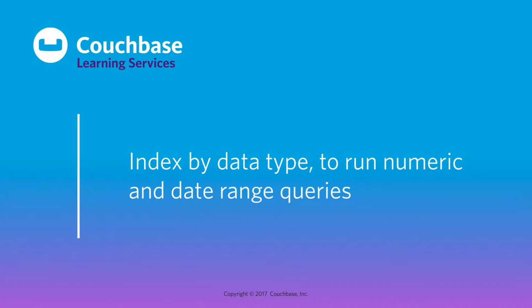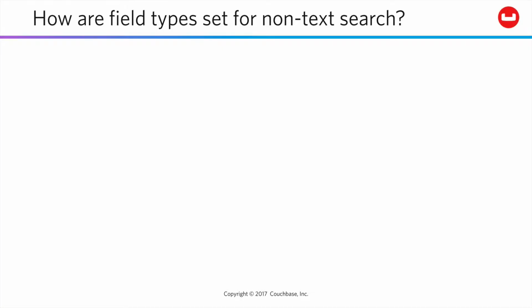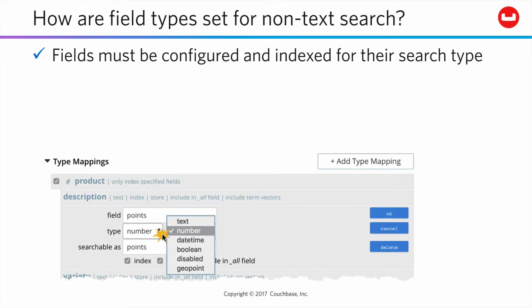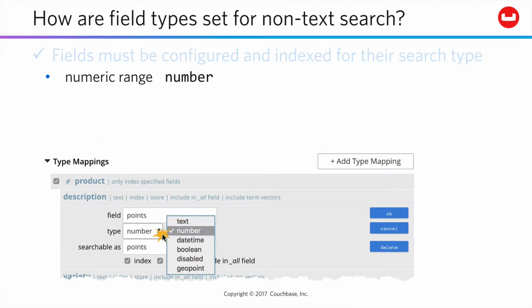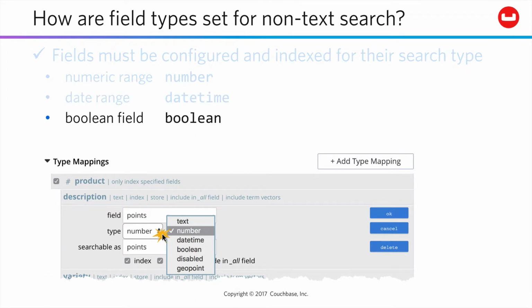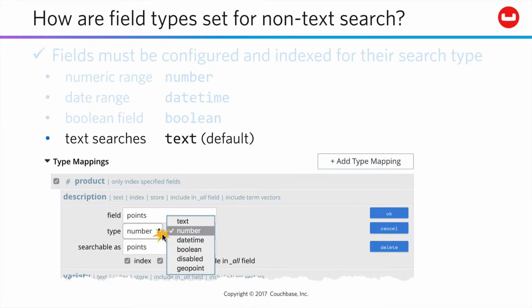In this quick lesson, we're going to look further at configuring fields for the data type needed to support a corresponding search, and we'll cover how to perform numeric and date range queries. As we introduced in the last lesson with Boolean queries, fields are configured and indexed for the type of search they will support. So to search a field by numeric range, configure it as a number. For date range queries, configure fields as datetime. For Boolean search, Boolean, and for most of the rest as text, which is the default.